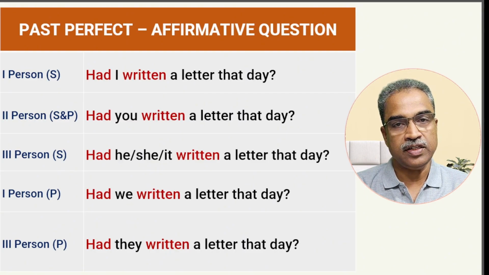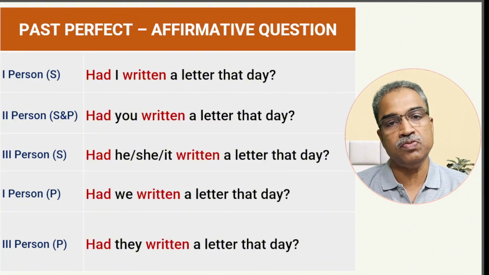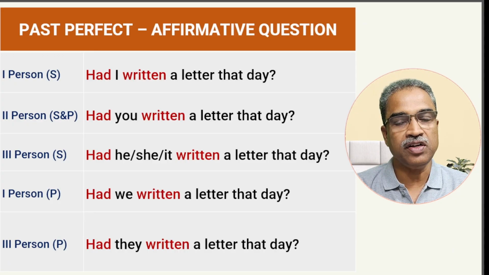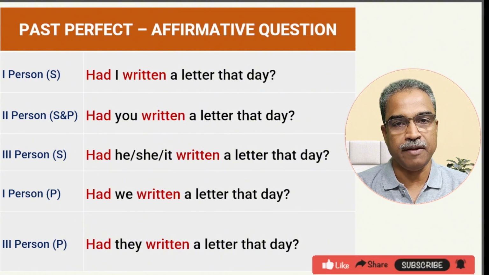And the third person singulars we have, he, she, it had written a letter. That was a statement. Now, when we change that into a question, it becomes had he written a letter? Had she written a letter? Had it written a letter? That's a question. The same pattern applies to all the tenses. I mean, framing questions, making negatives, they remain the same.